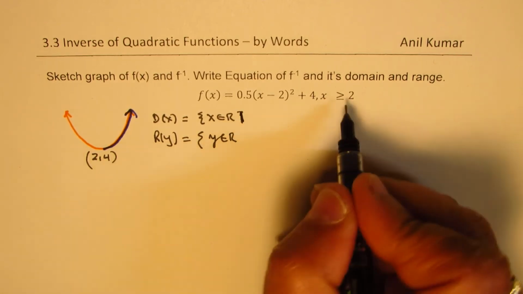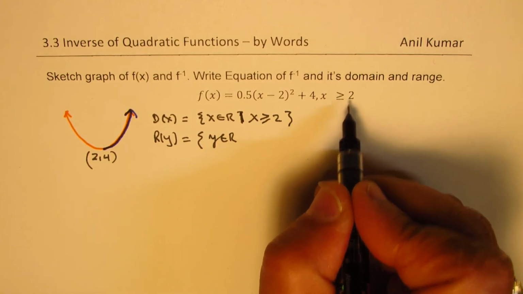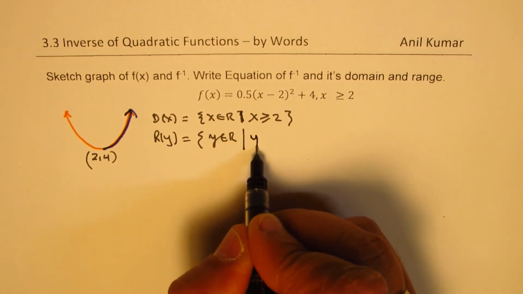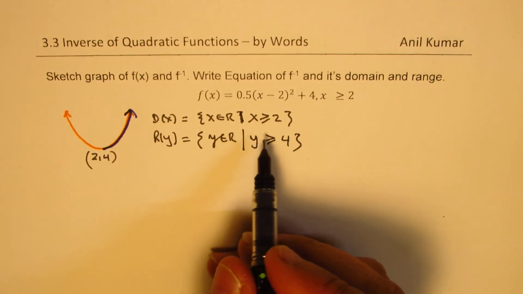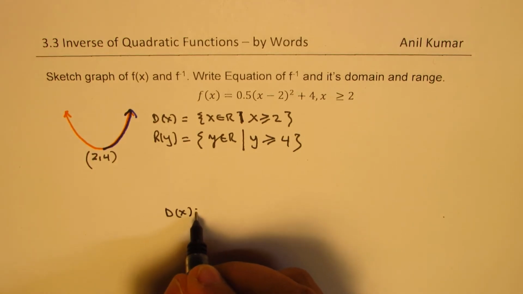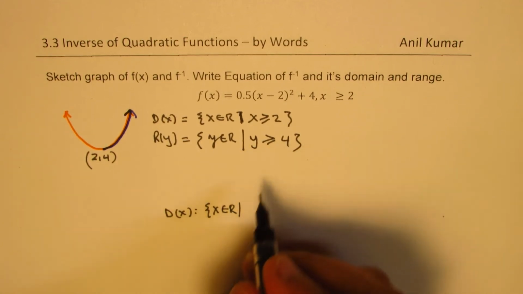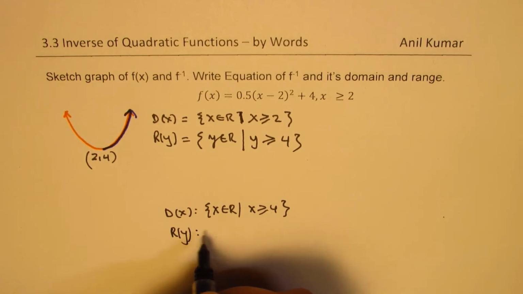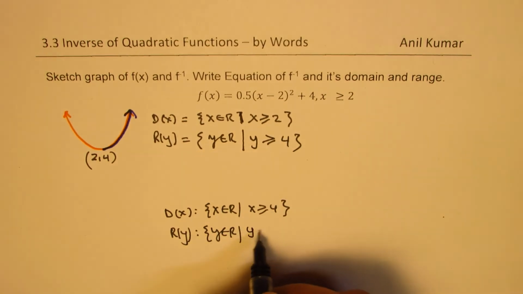Sorry, domain has restrictions given here. X is greater than equal to 2, sorry, because we have restricted the domain right there. And y is also restricted. Y belongs to real numbers where y is greater than equal to 4. Now if I'm doing the reverse of this, they will swap. So as far as the inverse is concerned, we'll have a domain which will now be x greater than equal to 4, and the range will be y belongs to real numbers, but y will be greater than equal to 2.